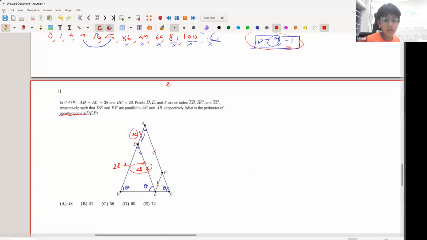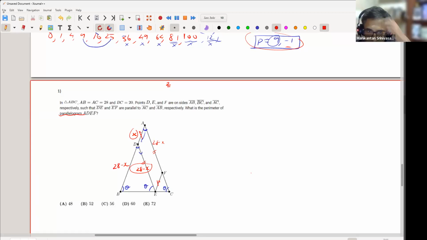28 minus X plus X plus 28 minus X plus X, so the X will get cancelled. So it turns out that the 20 is confusing and meaningless. We don't even need that 20 if you look at it. The base value is not even needed.